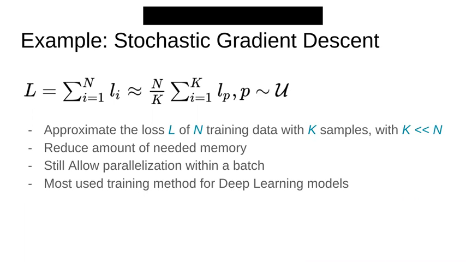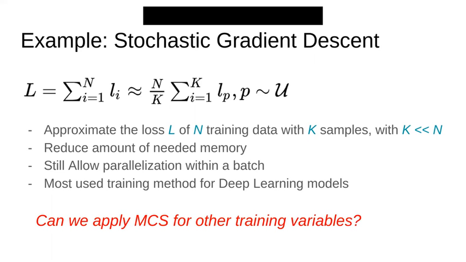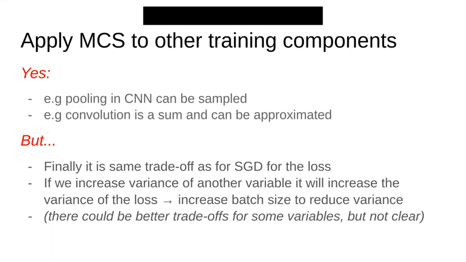So we can see that Monte Carlo sampling already has quite some important usage for training. But in this talk, we try to go further and use this kind of approach in other ways. So exactly the question is, can we use Monte Carlo sampling for other training variables? So, using the same kind of sampling approach to reduce the computational cost of some other parts of the training? And the answer is yes, because for instance, we could use this approach for pooling in convolutional neural networks.